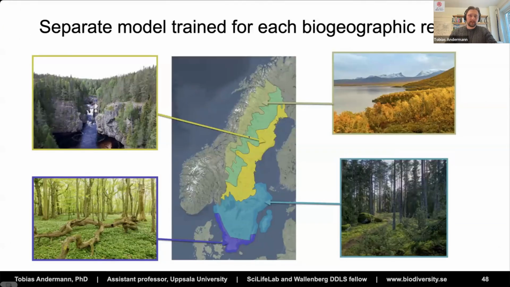In this implementation, we actually trained 5 different models based on the biogeographic regions of Swedish forests, because the forests do look different in these bioregions. When the model looks at our remote sensing data, it will see very different patterns of what is considered a high conservation value forest if you're in the south of Sweden compared to the very north. So it makes sense here to separate these into different regions and train independent models on the data of those regions.